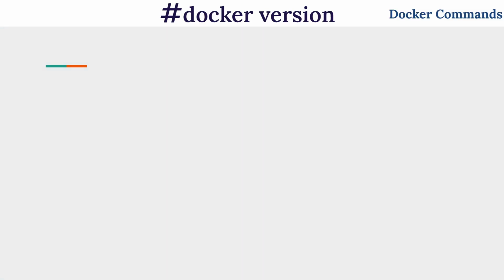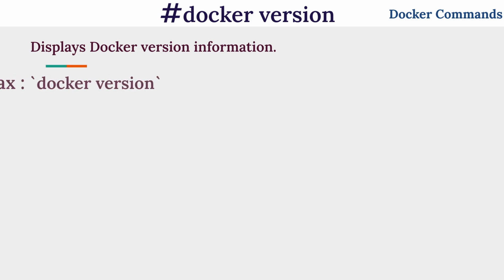Let's dive in. So the first command is Docker version. The Docker version command is your go-to for checking the installed Docker version on your system. This command provides detailed information about the Docker client and server, including the version number, build details, and operating system specifics. Let's see the syntax: docker version.